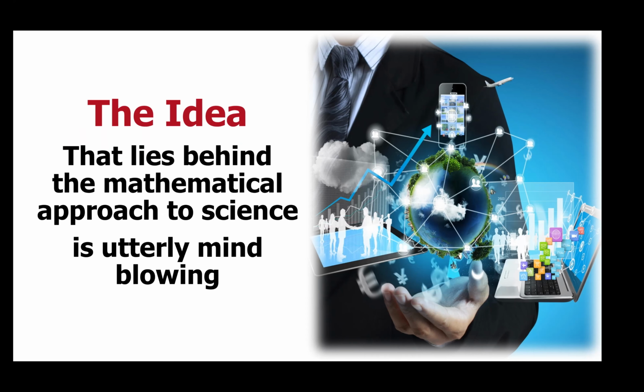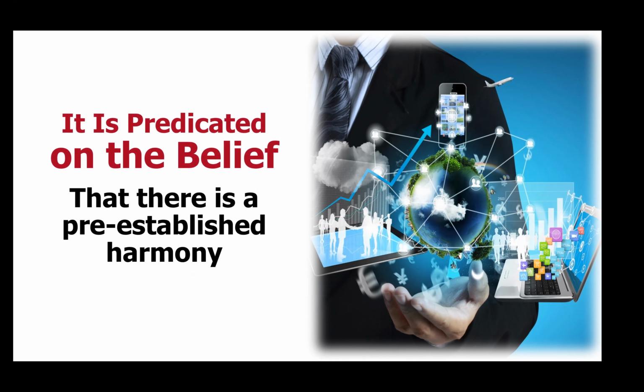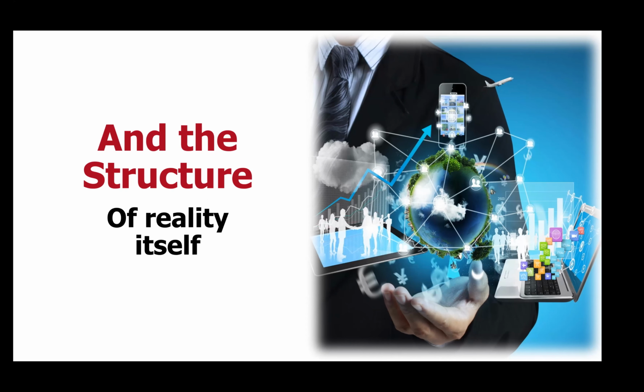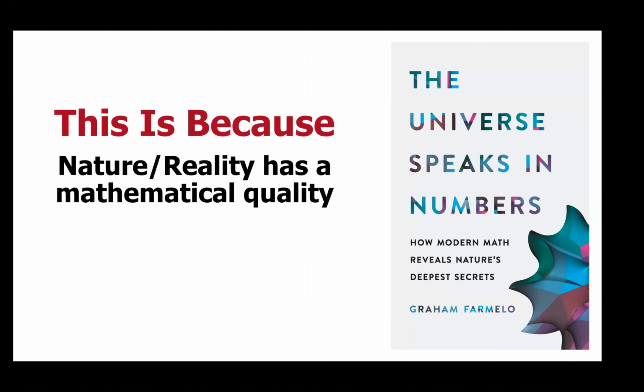The idea that lies behind the mathematical approach to science is utterly mind-blowing. Pure math is predicated on the belief, and this is a technical term you see in the literature, that there is a pre-established harmony between the nature of pure math and the structure of the universe itself, the structure of reality. There's a connection between pure math and reality. This is because nature or reality has a mathematical quality to it.